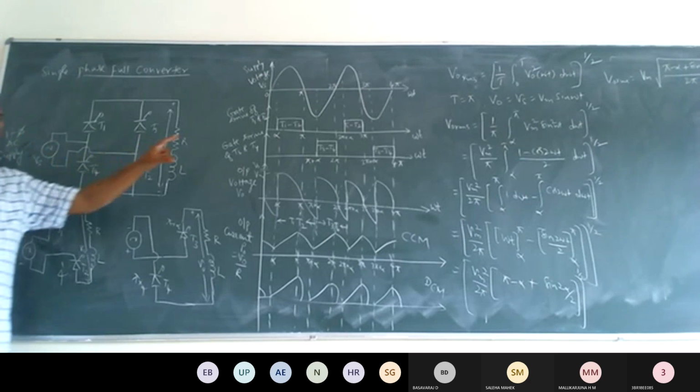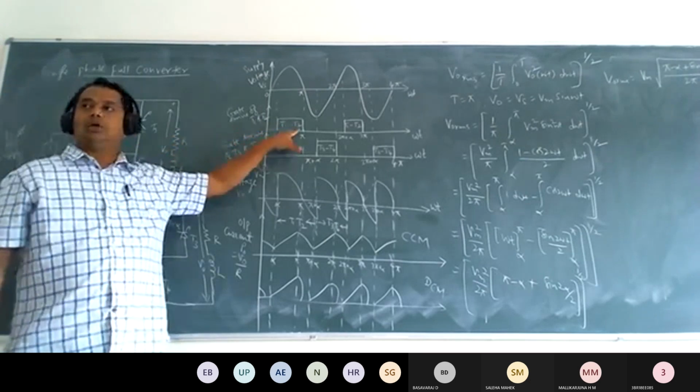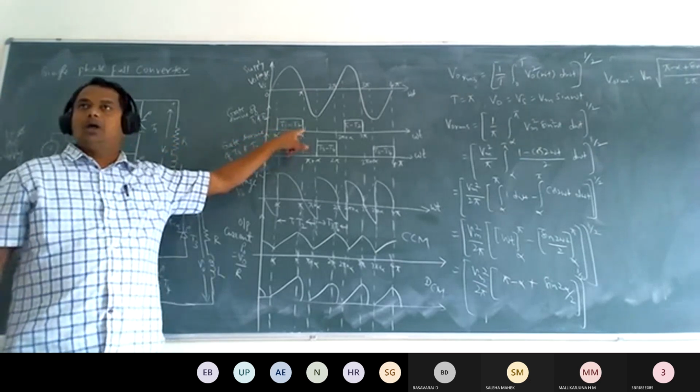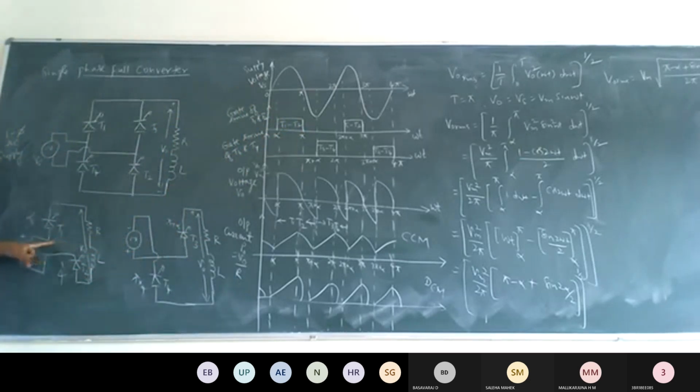When the gate drive pulse is applied to the SCRs T1 and T2 from alpha to pi, at that time the current will flow through T1, R, L. When the gate drive pulses are applied for the SCR T1 and T2, and T1 and T2 are in the on state, at that time the inductance charges, or it stores the energy, right? Then the current will flow through T2 and get back to the source voltage.